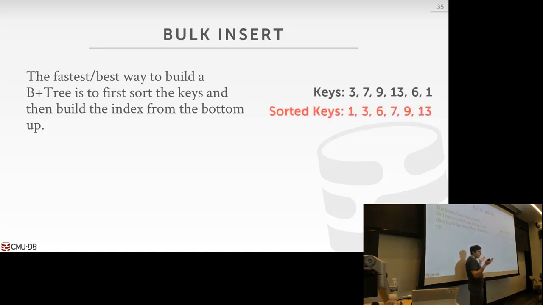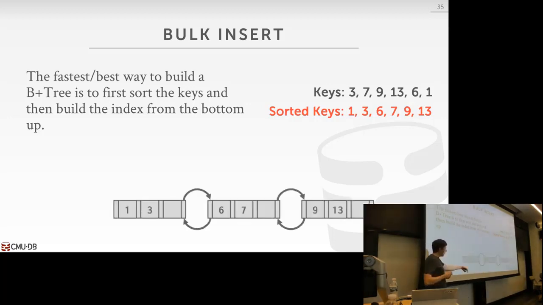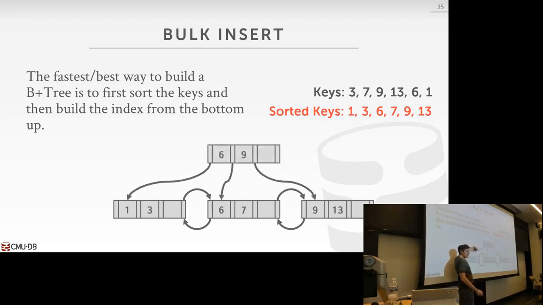And we'll see in a few weeks, there's an efficient algorithm we can use that can sort data in such a way that maximizes the amount of sequential I/O we have to do. So we can sort it, and that's going to be way more efficient than actually building the index one by one. And then we just lay it out along leaf nodes, have everything filled out correctly. And then going from the bottom to the top, we just fill in the inner nodes and generate our pointers.